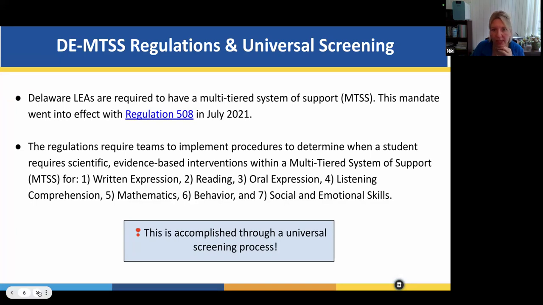Part of that MTSS process is implementing universal screening in the areas that you see here on the screen. So schools need to be thinking about how we're screening or identifying students that might not be responding to our universal practices in the areas of writing, reading, oral expression, listening comprehension, math, behavior, and social emotional skills. I'm not saying we're there yet in all of these areas, but schools are working on it.